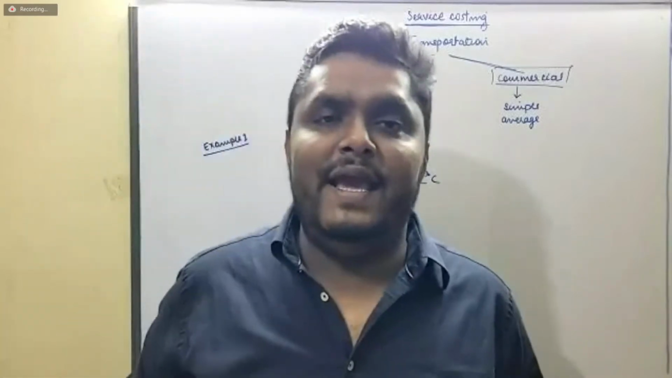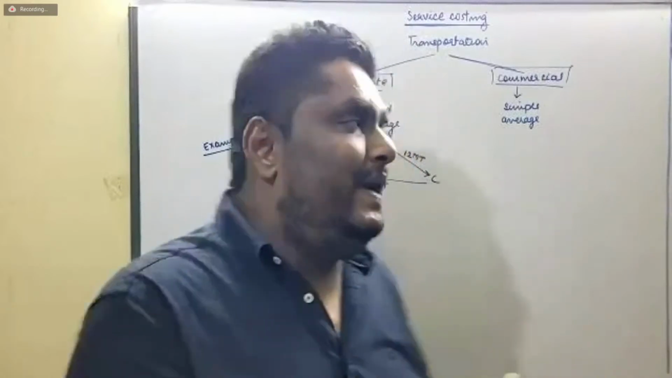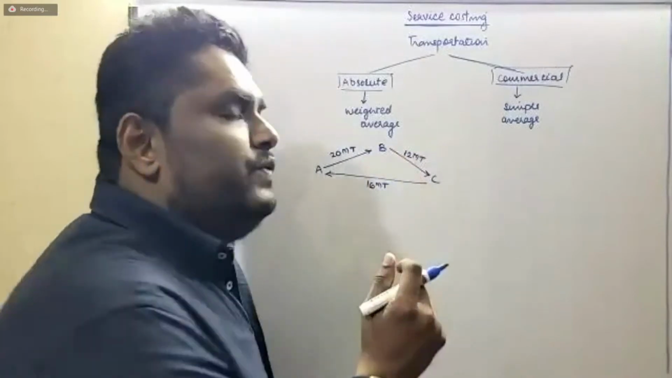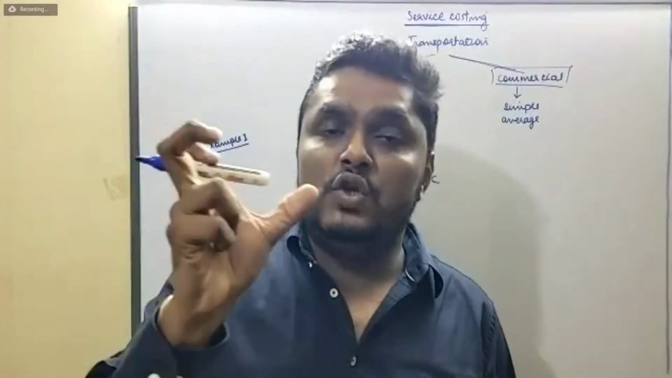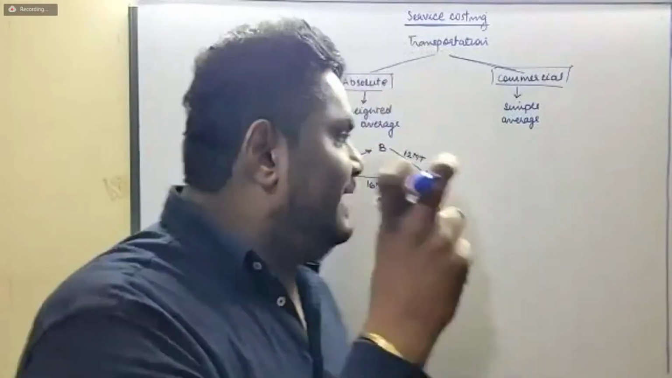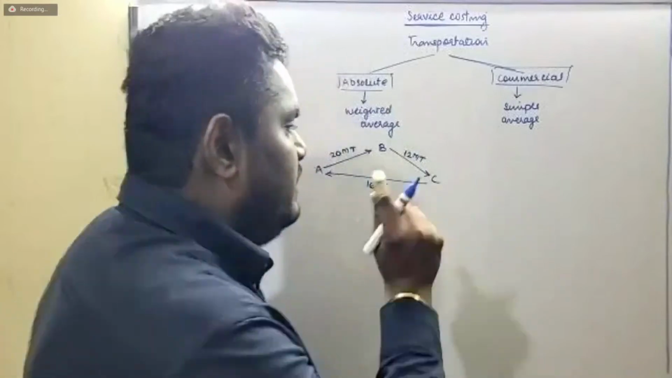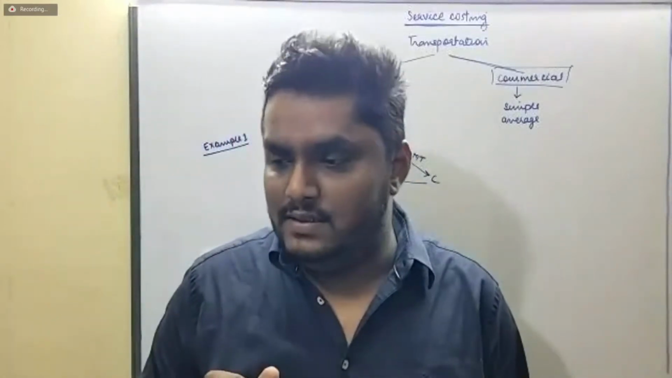I repeat again, guys, from station A, the truck starts with a full capacity of 20 metric tons. Of this 20 metric tons, 8 tons were unloaded at station B. So the total quantity that traveled from B to C is only 12 metric tons. In the return journey from C to A, they transported 16 metric tons.